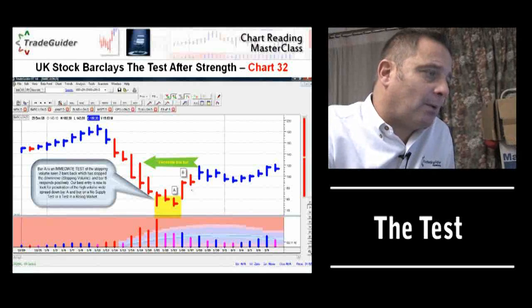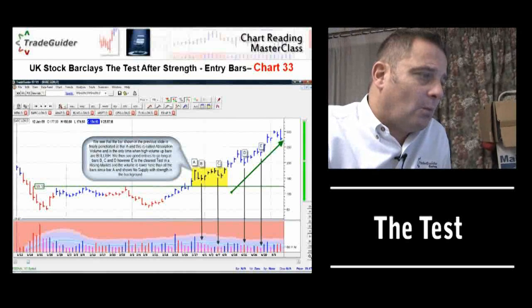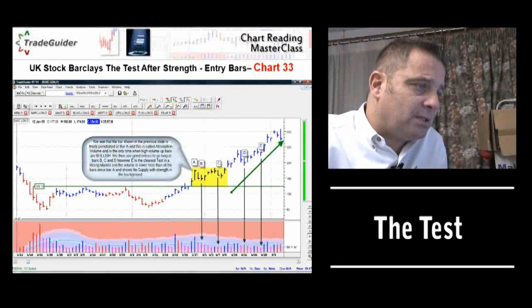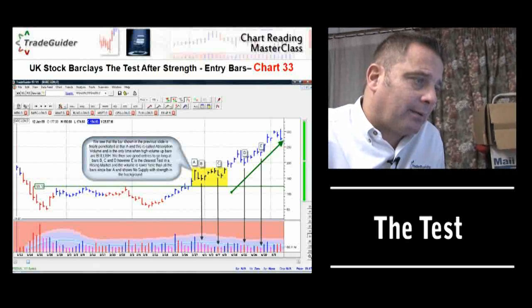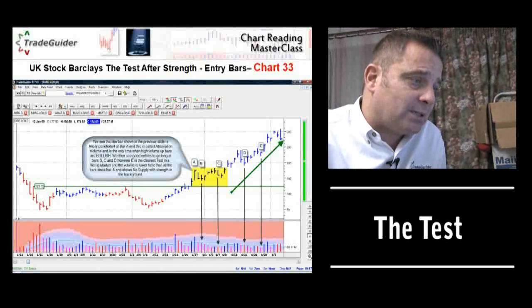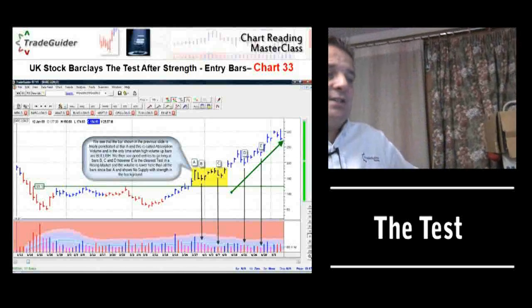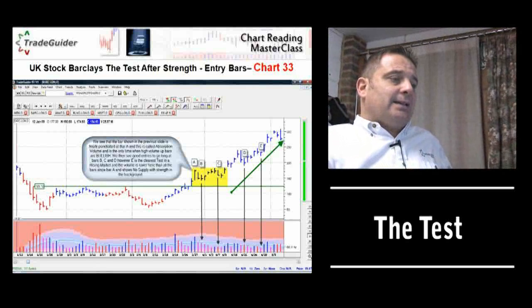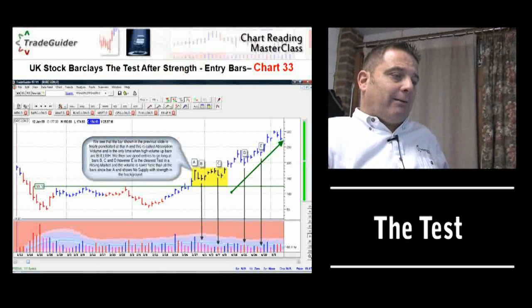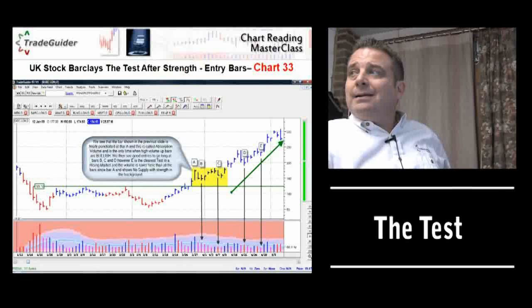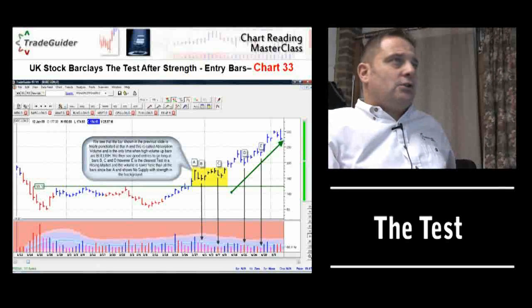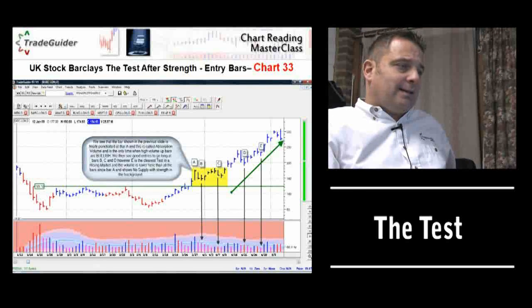Now this again, you can see what happened here. After the test, we then start to take off, and you can see multiple tests all the way up. The best one I saw there was bar E, because it hasn't exceeded the close of the previous bar. It's a beautiful narrow spread, but look at the volume, there's nothing there. Professional money are not interested in the downside.